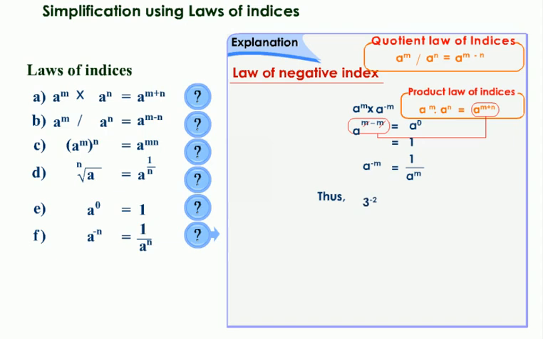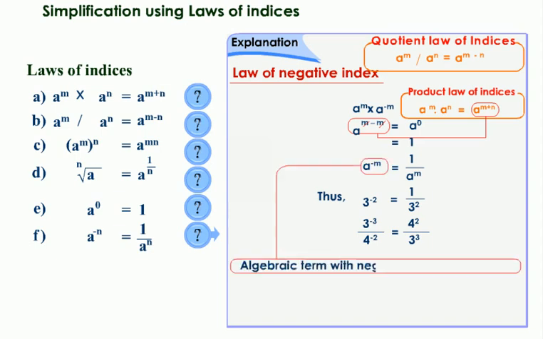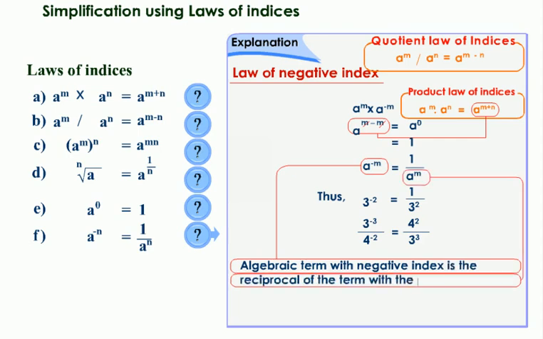3^(-2) is equal to 1 by 3^2. (3/4)^(-2) equals (4/3)^2, and so on. Thus, an algebraic term with a negative index is the reciprocal of the term with the positive index.